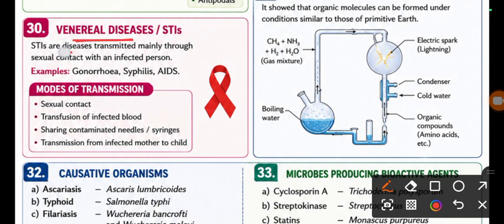30th question, we have venereal diseases. Venereal diseases means sexually transmitted diseases. They are transmitted through sexual contact with the infected person. Example, gonorrhea, syphilis, and AIDS. The mode of transmission of venereal diseases: sexual contact, transfusion of infected blood, sharing of contaminated needles and syringes, transmission from infected mother to the fetus.